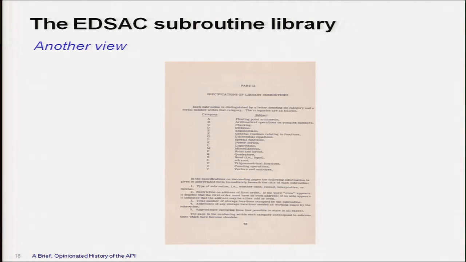And for the less literal-minded, here's another picture of the subroutine library, and I'm just going to try to read the categories so you know roughly what it had. Floating point arithmetic, arithmetical operations on complex numbers, checking, basically think dynamic debugging. Amazing, no? Division, exponentials, general routines relating to functions, differential equations, special functions, power series, logarithms, miscellaneous, print and layout, quadrature, read, i.e. input, trig functions, counting operations, vectors, and matrices. And this thing was done basically a year after the machine. It's just staggering how much work they got done and how quickly.